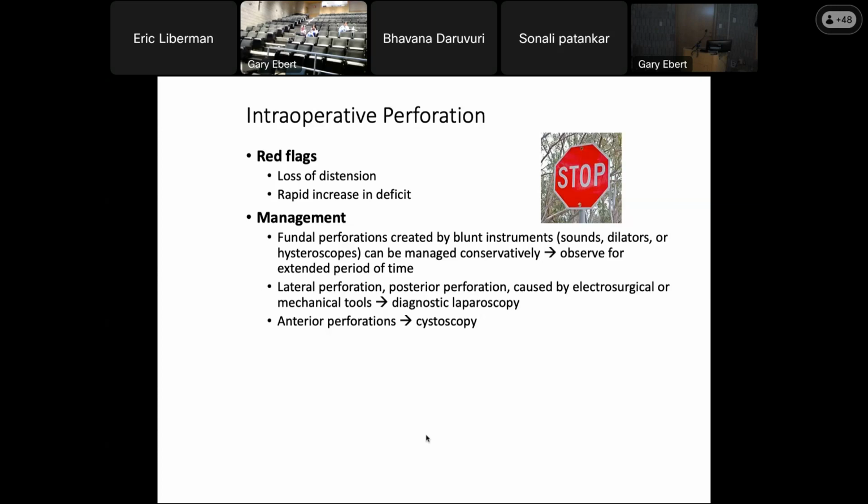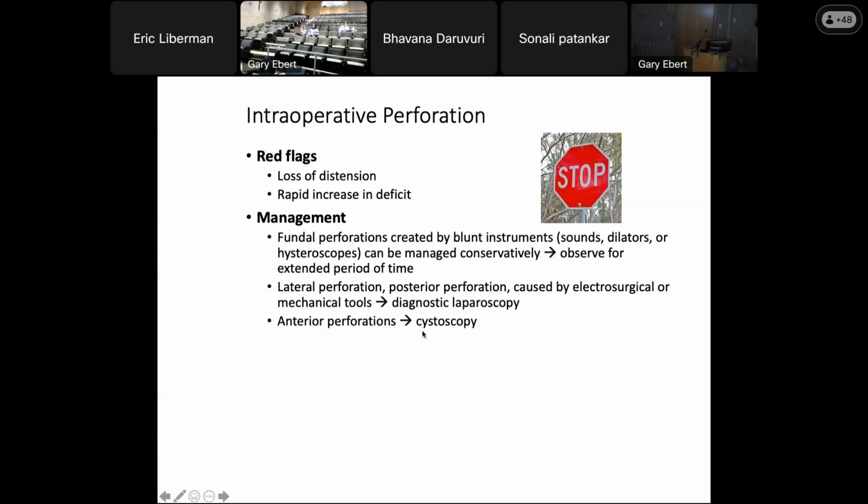Once you perforate, you should stop the procedure. If there's lateral perforations or posterior, you have to be concerned, or if you were using electrosurgical instrumentation at the time of perforation, you should do a diagnostic laparoscopy. The reason for the lateral perforations, the uterine vessels are there. You can get hematoma formation, retroperitoneal hematoma formations. And posterior perforations, you have to worry about the rectum. Anterior perforations, you may want to put in a cystoscope.